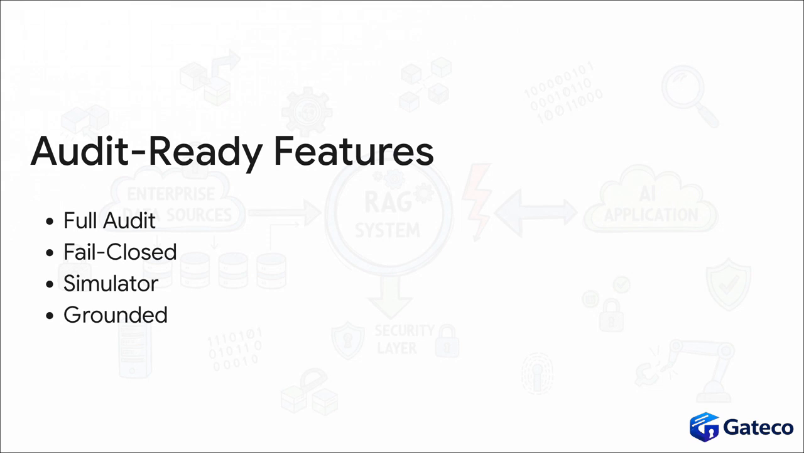Plus, it operates on a fail-closed default. No silent data slips if a service happens to drop. It even includes an access simulator, so you can dry run your policies before pushing them to production. The result? Your LLM only ever receives permitted content, guaranteeing purely grounded, safe answers.